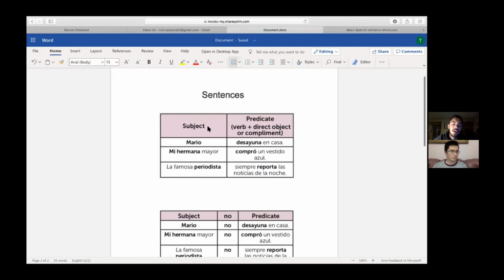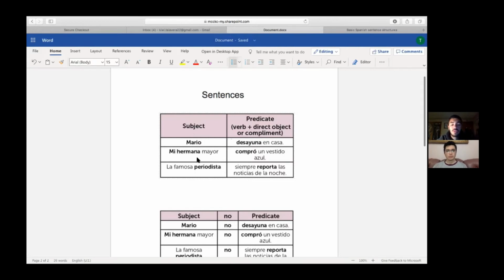So we have the subject on the left, bolded. The subject for this first example would be Mario. And then the rest of the sentence, the predicate, the verb is bolded: desayuna en casa. What this means is Mario eats breakfast in his house. So you can just see the example.